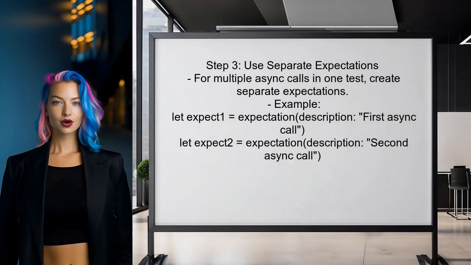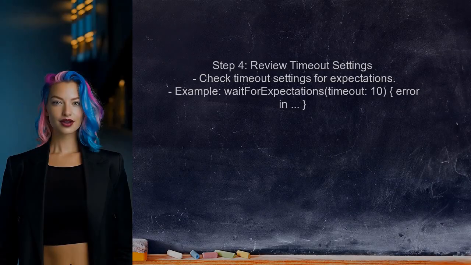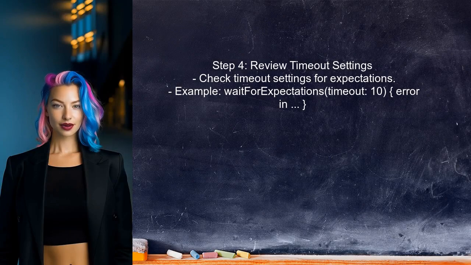The user should also consider using a separate expectation for each asynchronous call within the same test. This way, each call can be tracked independently, reducing the chance of conflicts. Finally, the user should review the timeout settings for their expectations. If the expectations are not fulfilled within the specified timeout, it can lead to unexpected failures.